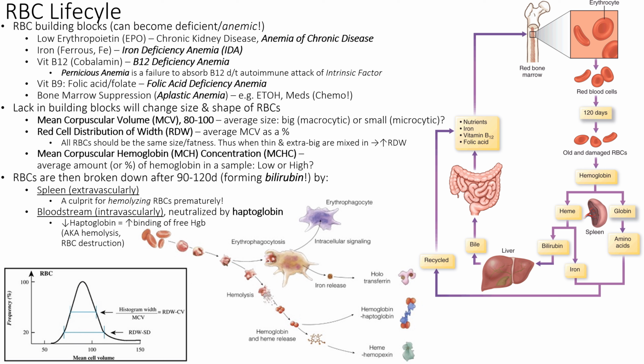All right, so RBC building blocks. What do you need to make an RBC? You need erythropoietin. If you're deficient in erythropoietin, you're not going to make RBCs. Where does erythropoietin come from? It comes from the kidneys. So when you have kidney disease, that's going to cause a lack of erythropoietin. As we'll find out, inflammation will stimulate a hormone called hepcidin.